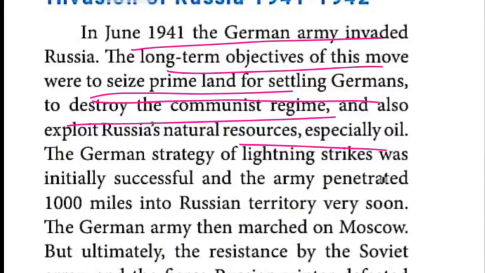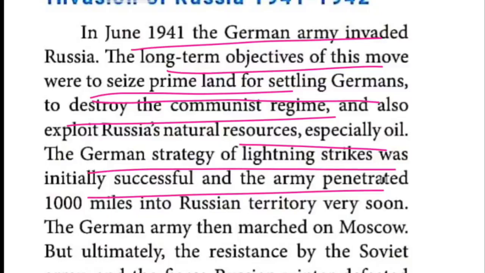So the German strategy of lightning attacks, lightning strikes, was initially successful. The army entered nearly 1,000 miles into Russian territory very soon. But then the German army marched on Moscow. There they faced a lot of problems because the Russians followed the scorched earth policy. Scorched earth policy means they set fire to their agricultural fields, railways, industries, buildings, everything they burnt. Yes, the Russian people followed the scorched earth policy.